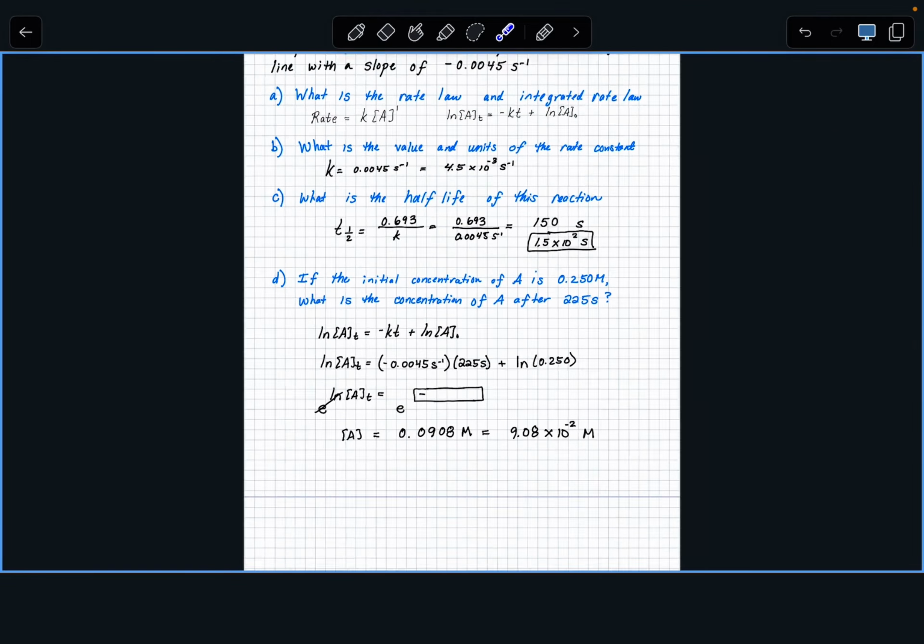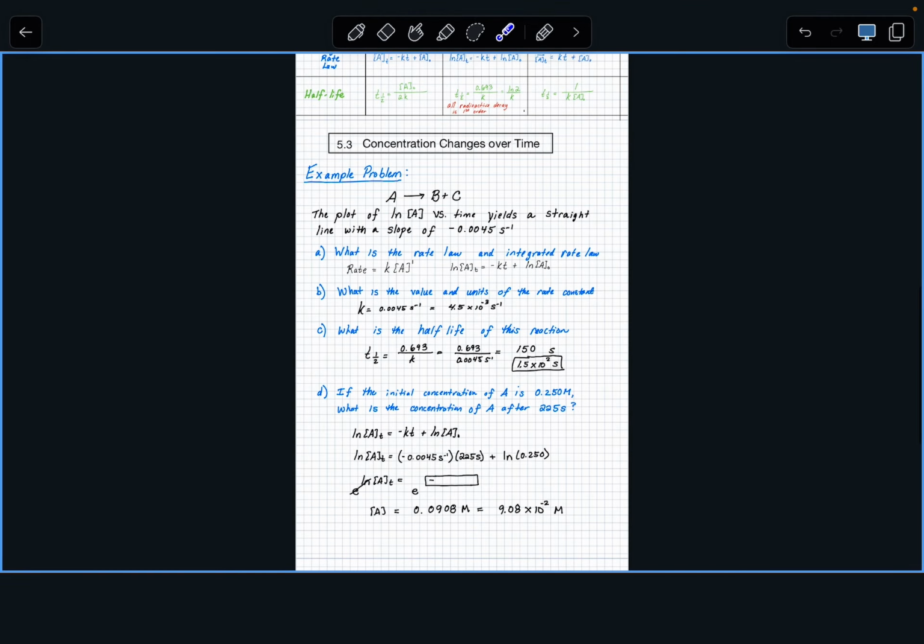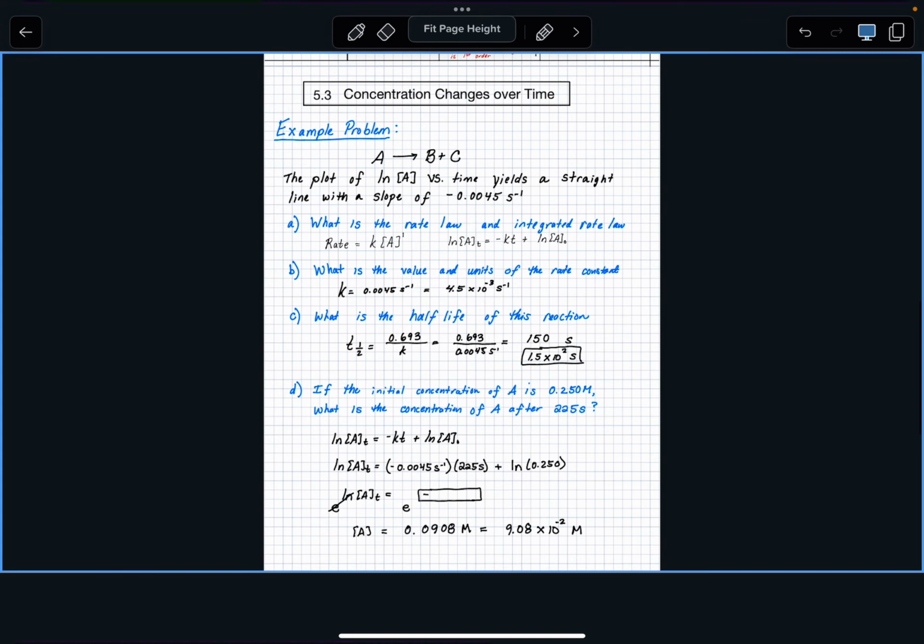All right, so that's kind of how to do an example problem with concentration changes over time, and just kind of using a little bit of your algebra content, you get to apply it to a chemistry problem and solve for concentration at any specific time.